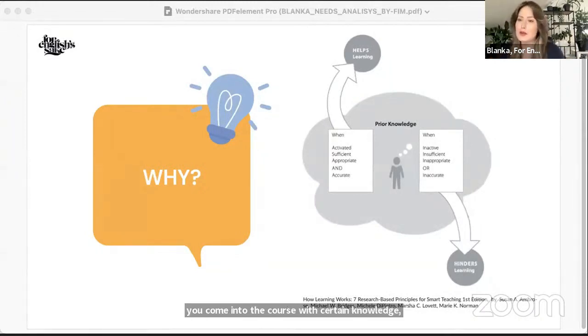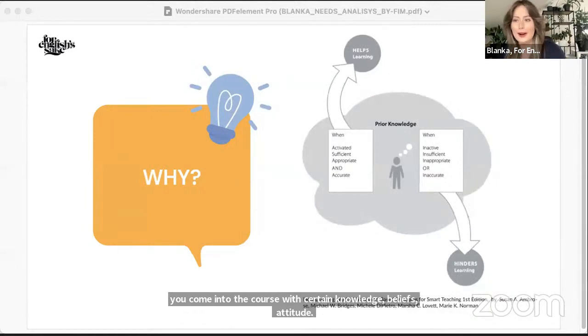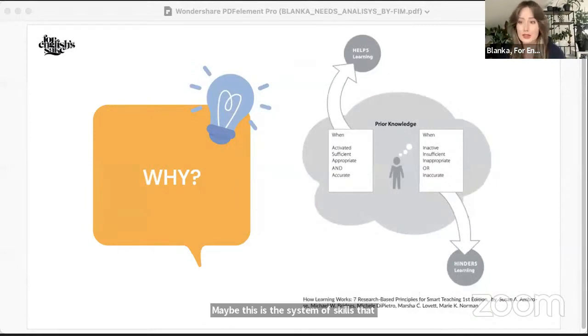Maybe this is the system of skills that you overheard, or maybe you saw on the internet. It doesn't matter, but you have some kind of package. And as you bring this knowledge to bear in the classroom, it will always influence how you filter and interpret what you learn. You can see it as a big picture, as a big puzzle. We have certain smaller components, and altogether they create our goal, i.e., our picture.